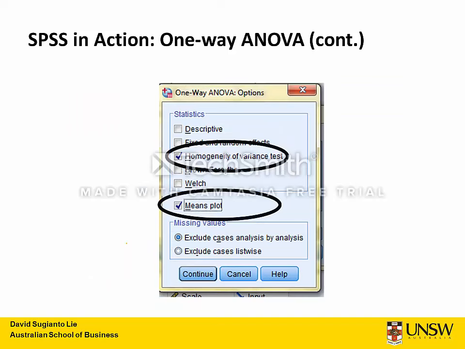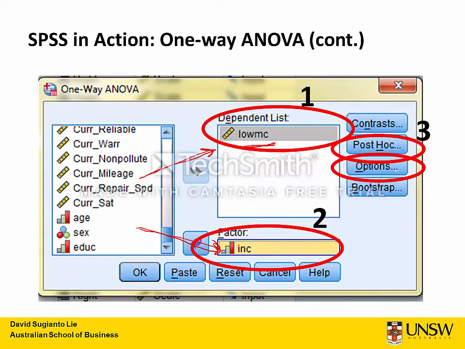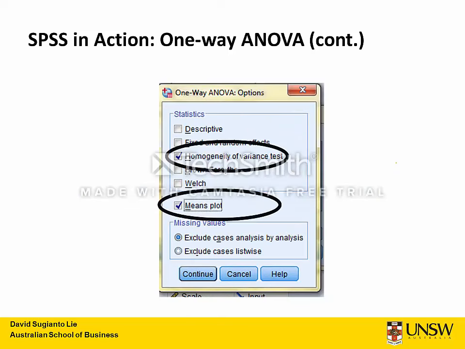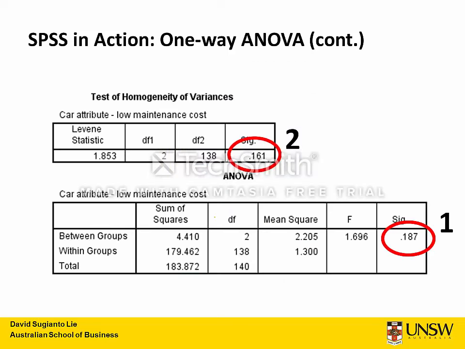The next thing is to click Options. After you click the post hoc test, you click Options, and in Options it comes out like this. Click both of them: the homogeneity of variance test and the means plot. Those are the two you need to know. Then click Continue, OK, and a result should pop up.